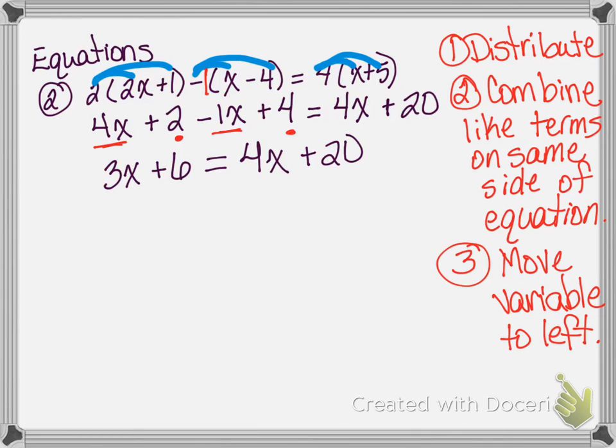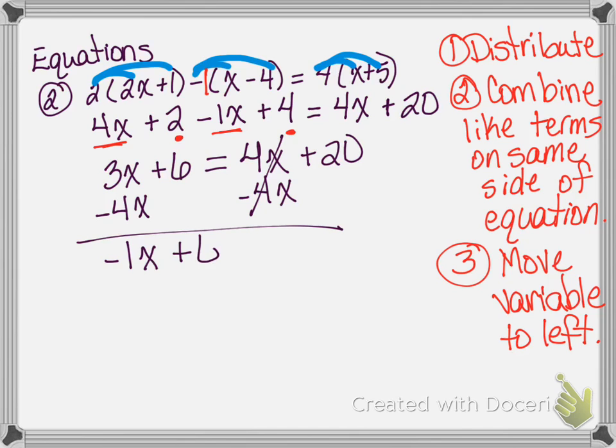So I have minus 4x on both sides. If you subtracted 3x, that would be fine. You would still get the same answer. Here I'm left with negative 1x plus 6 equals 20.